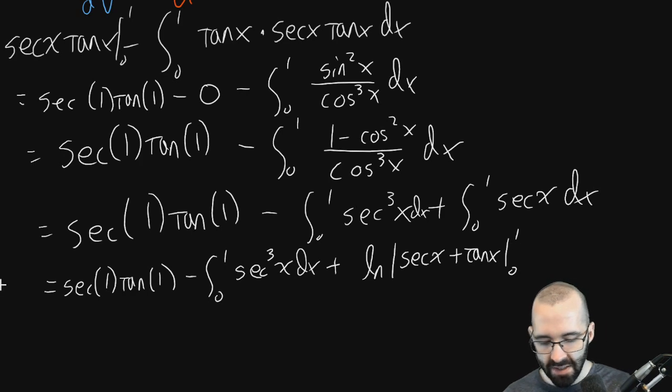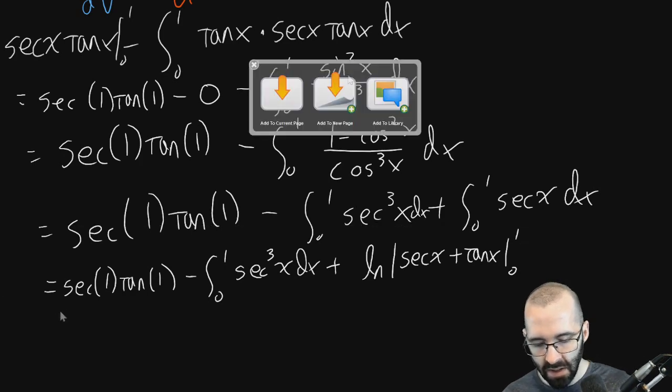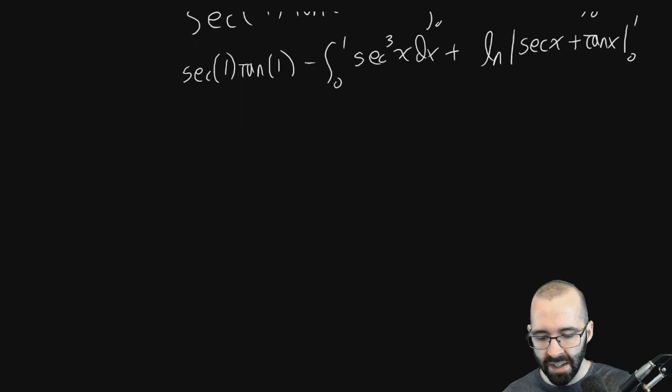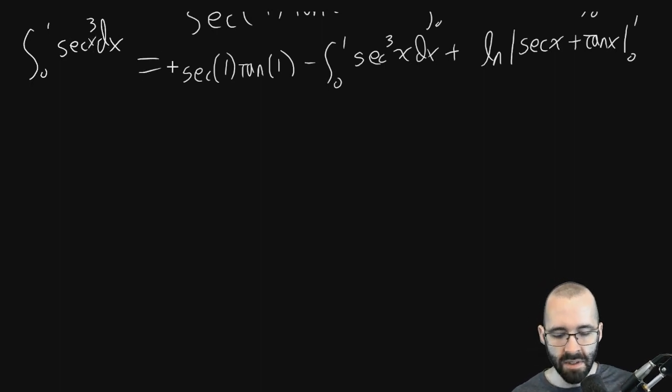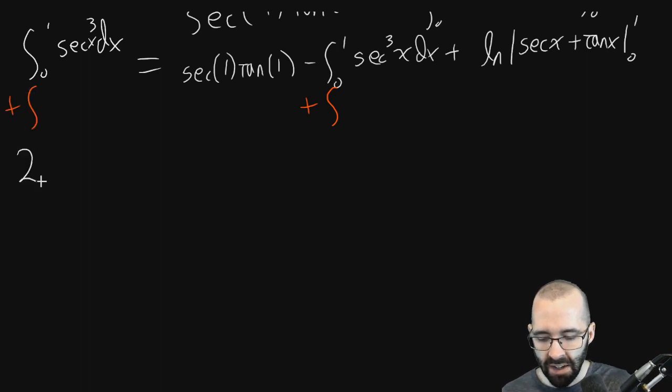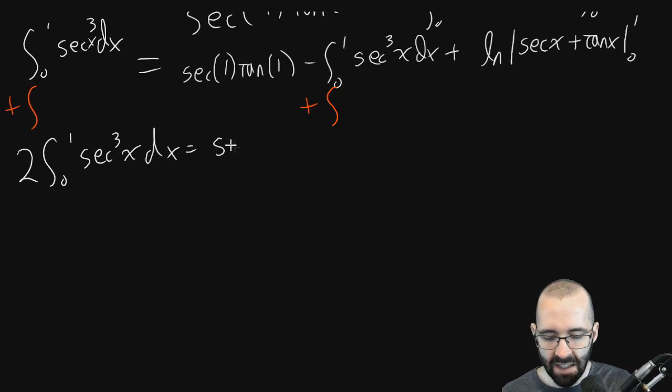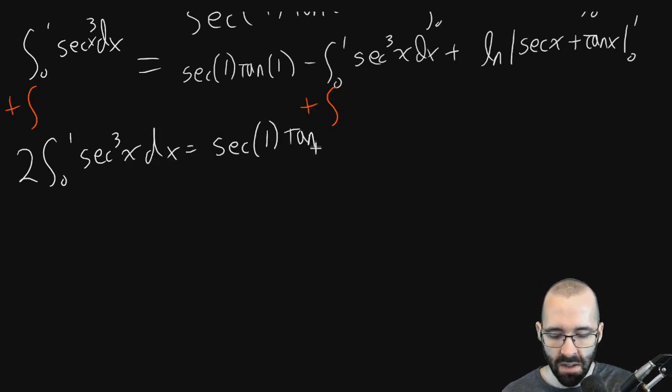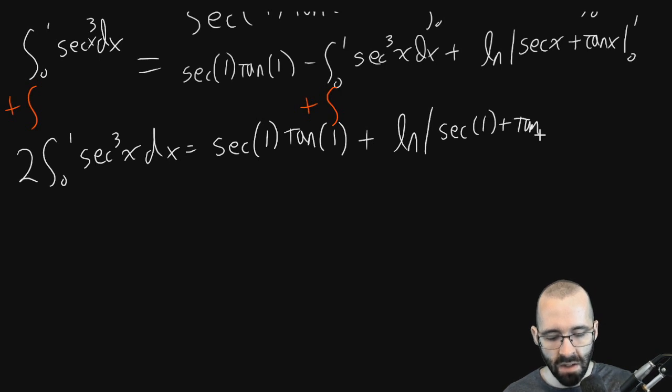Okay, so what does that tell us? That tells us that the integral from 0 to 1 of secant cubed dx is equal to this whole thing. We can just add this integral to both sides. You get that 2 times the integral from 0 to 1 of secant cubed of x dx is secant of 1 tangent of 1 plus, well, this becomes the natural log of secant of 1 plus tangent of 1 minus the natural log.